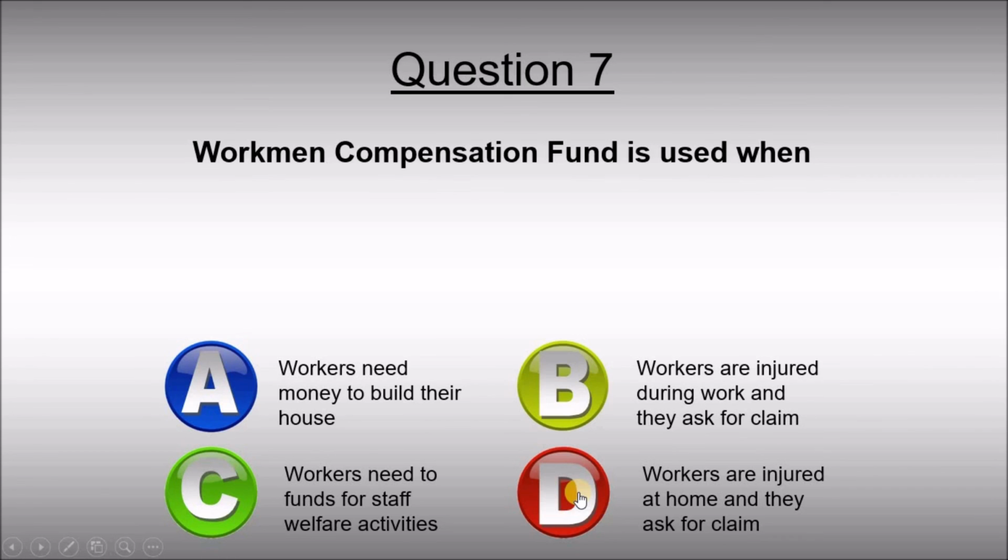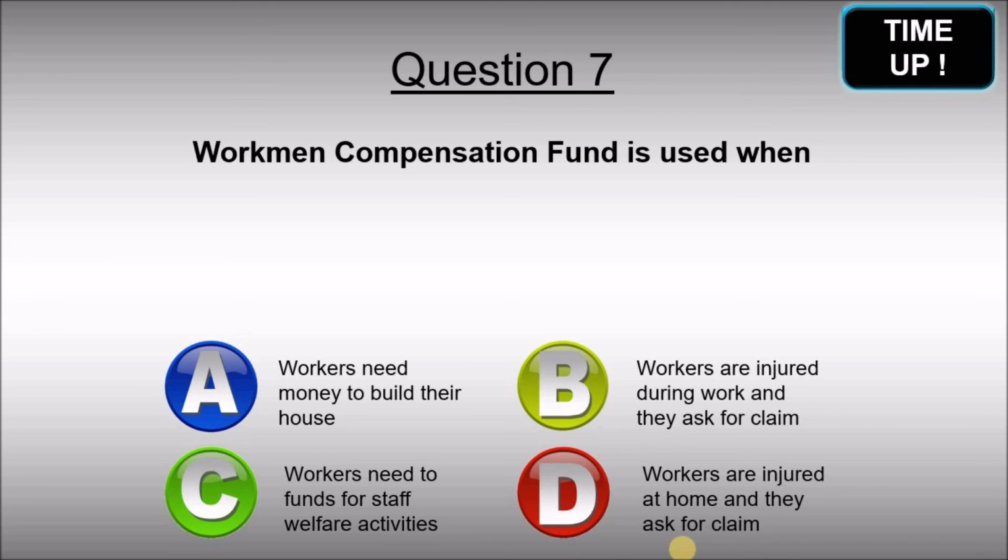Next, question number 7. Workman compensation fund is used when A, workers need money to build their house. B, workers are injured during work and they ask for claim. C, workers need fund for staff welfare activities. D, workers are injured at home and they ask for claim. And your time starts now. So the correct answer is B, when workers are injured during work and they ask for claim.